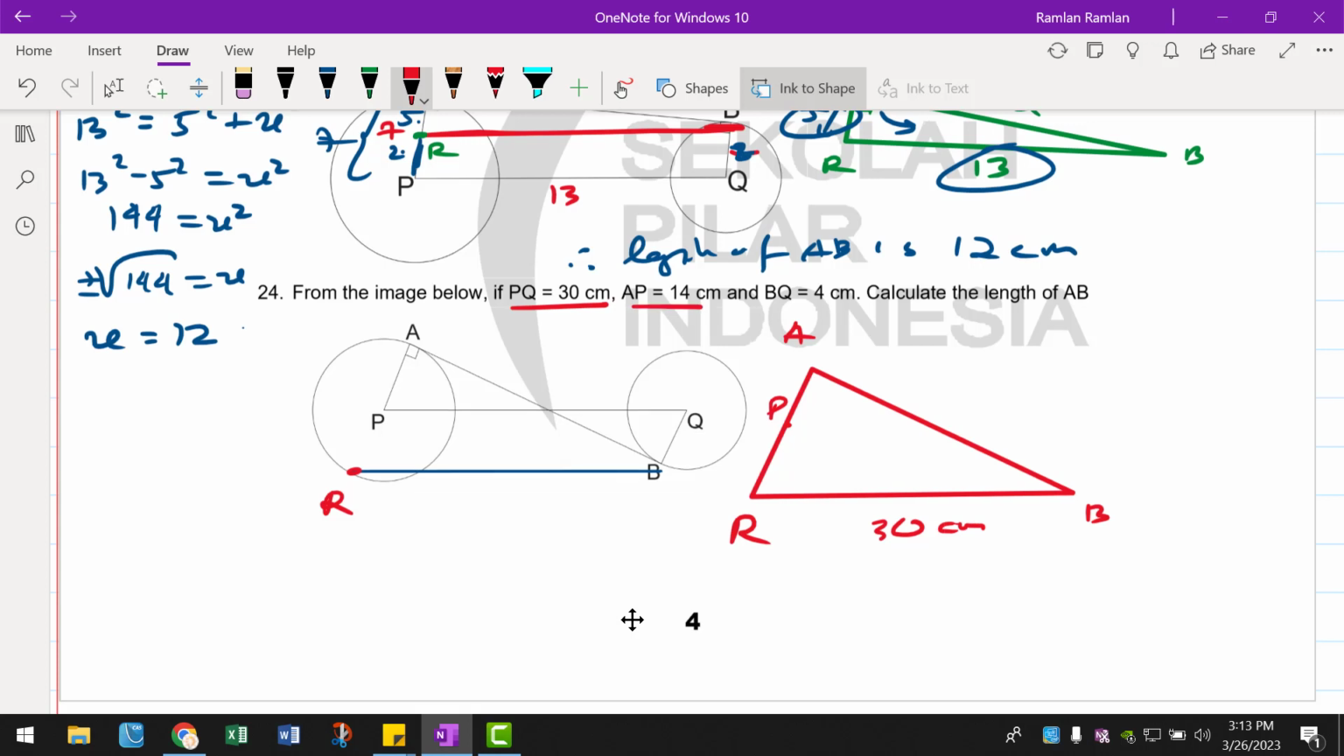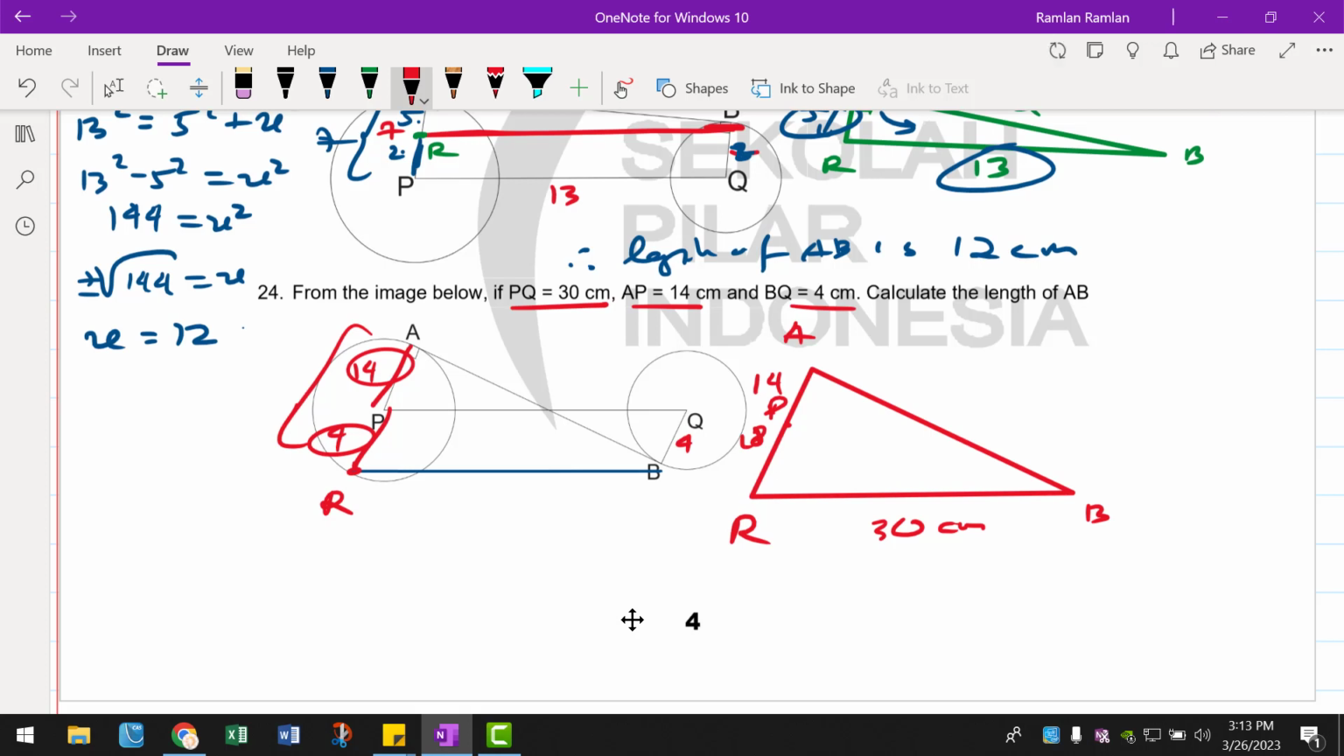And then we have AP. This one is the radius of this circle, so it'll be 14. And BQ is equal to 4. So notice that if this is 4, this is also going to be 4. If this is 4 and this is 14, you can add them together. So AR is 14 plus 4, which is equal to 18, right? So this one is going to be 18.